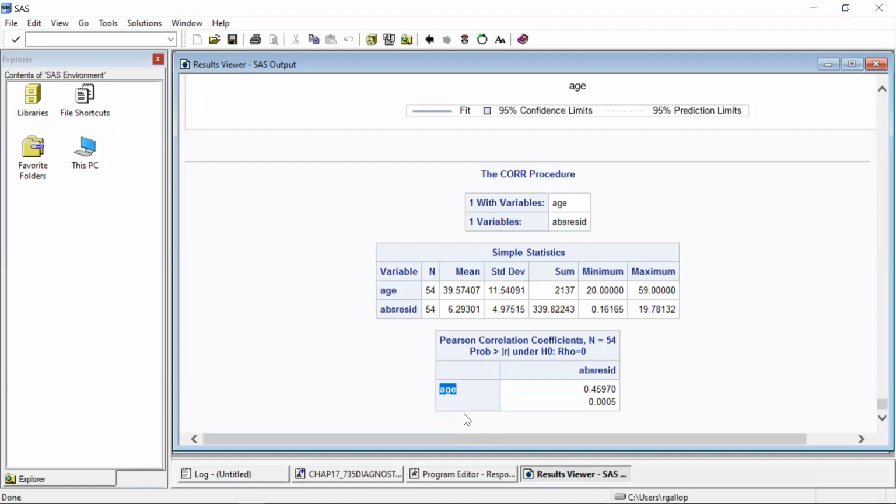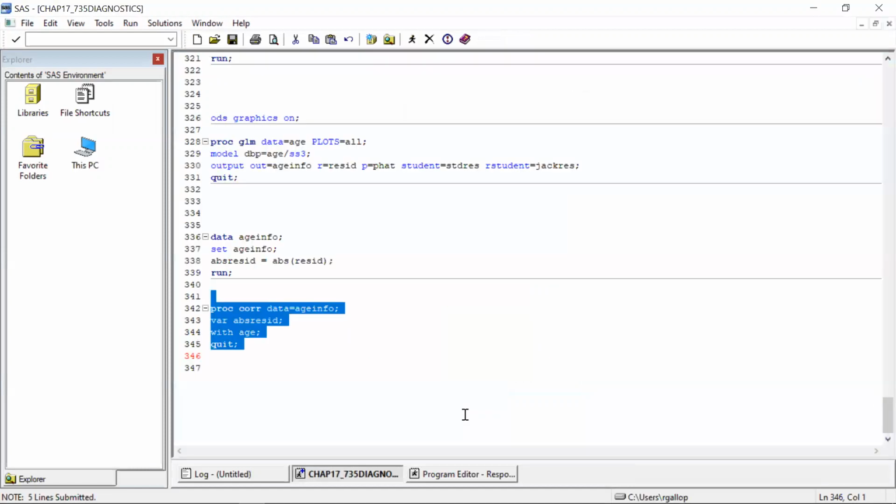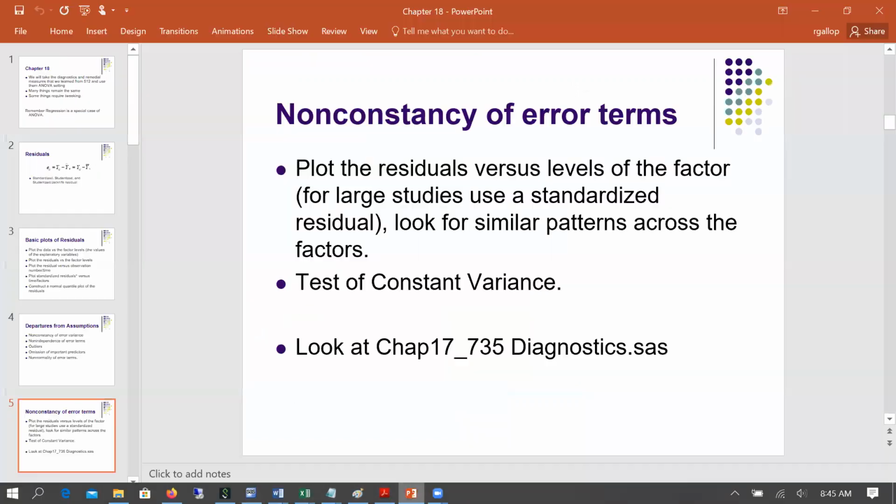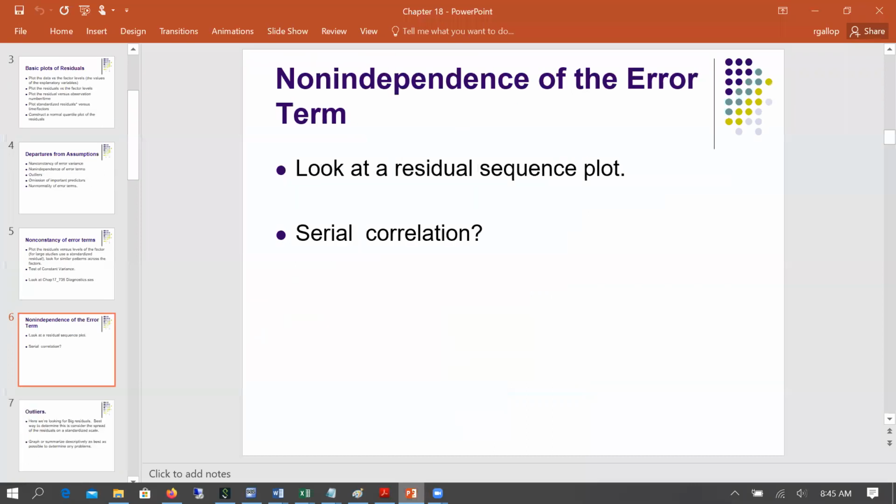So we'll catch this down the road. But I just want to give you guys that as a little preview. So again, this is our chapter 17, 735 that we just did. I'm going to jump back to the PowerPoint slides.